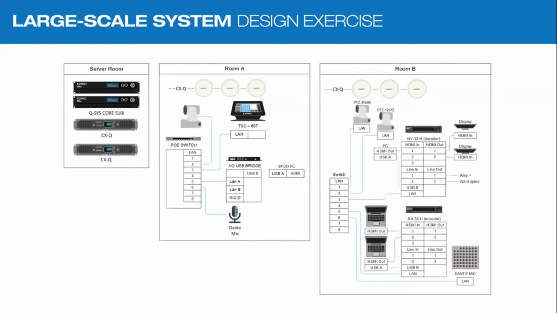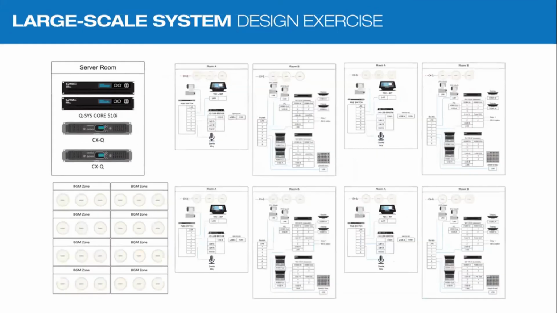The PC on the table is connected to the NV32 to receive the cameras. And then obviously the camera is connected to the switch as well as the ceiling mic array. This can then scale up. We can see our various meeting rooms and boardrooms now still connected to the core in the server room. And by the way, you'll notice we actually have two cores here. It's a feature we'll discuss in a minute because cores can run in a redundant mode, which is again quite a unique feature. And then you can also see our background music zones.